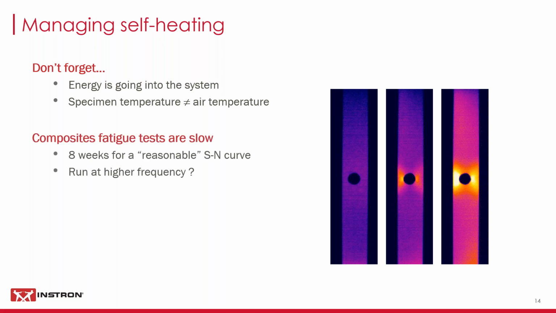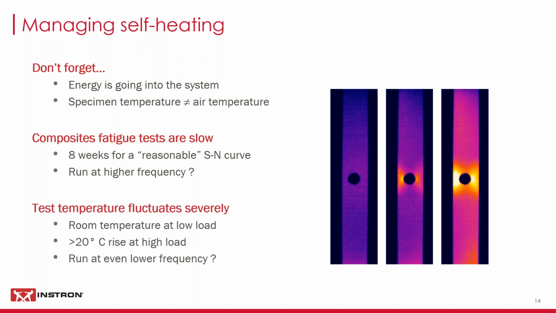So composite fatigue tests are slow, and saying 8 weeks for a reasonable SN curve is optimistic, or perhaps generous for what you consider reasonable. That's for maybe between 12 and 16 points, which is not the most highly detailed SN curve that you're ever going to get. So what are you going to do? Do you want to run at higher frequency? Well, as we've said, no, that's a bad idea.